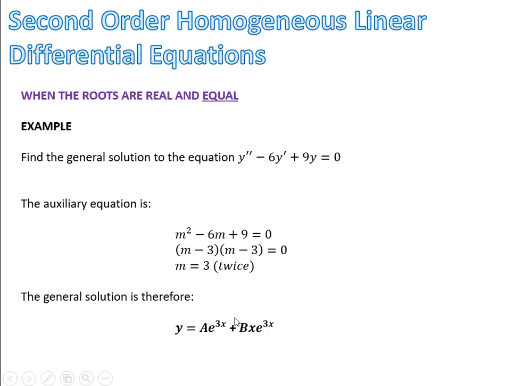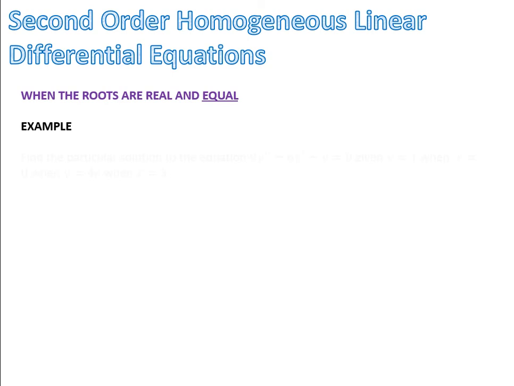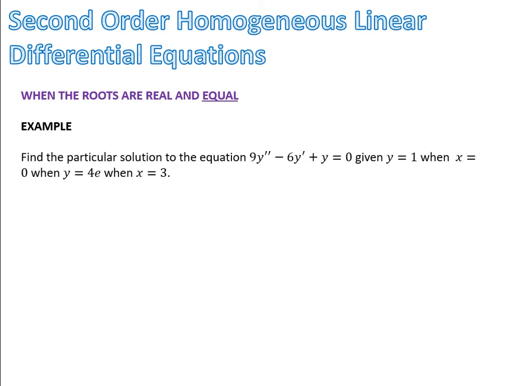So a e to the 3x plus b e to the 3x wouldn't work, because then we could have basically a plus b as a common factor, which would just equate to one constant. We need to be able to distinguish between them. They need to be arbitrary, in which case we have to have that x in the second part. So using this method with a particular solution, you'd end up with something like this.